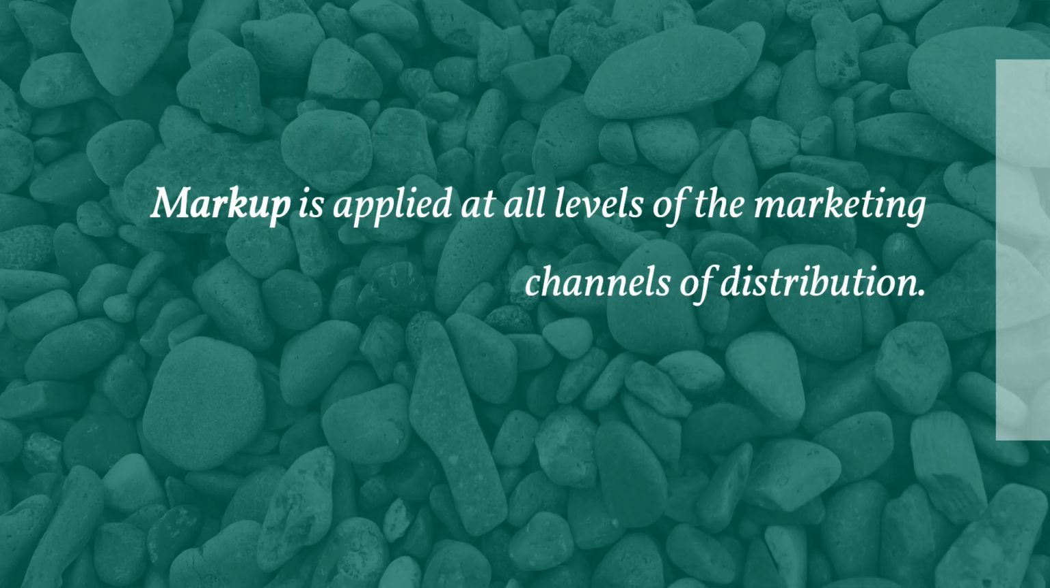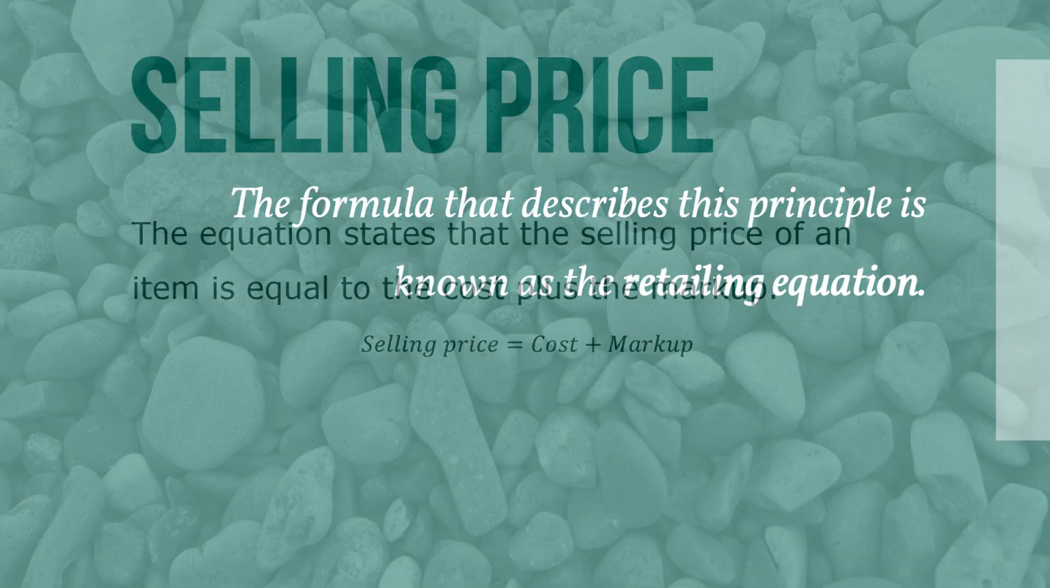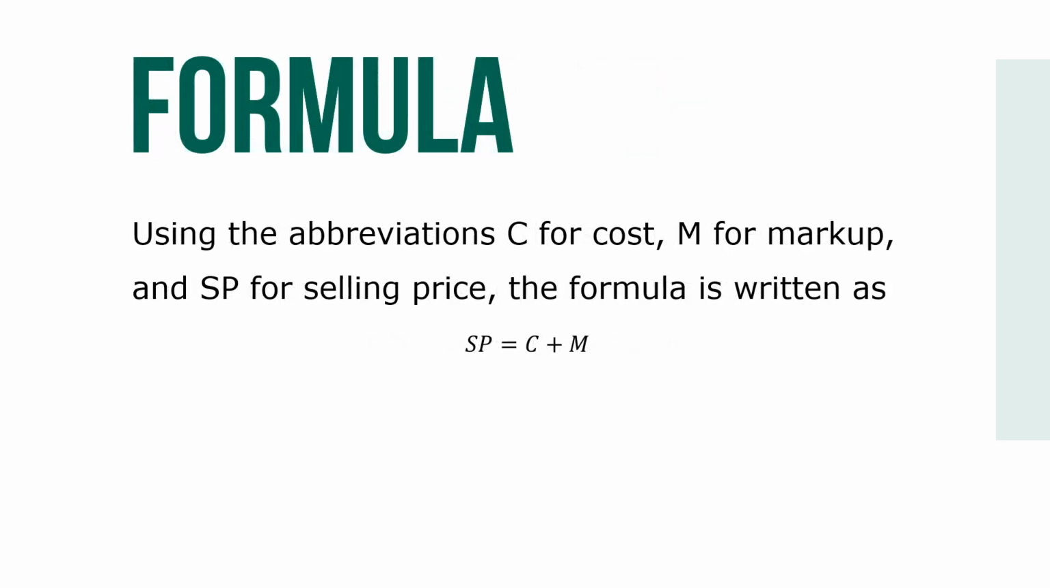Markup is applied at all levels of the marketing channels of distribution. The formula that describes this principle is known as the retailing equation. The equation states that the selling price of an item is equal to the cost plus the markup. Using the abbreviation C for cost, M for markup, and SP for selling price, the formula is written as selling price equals cost plus markup, or SP equals C plus M.